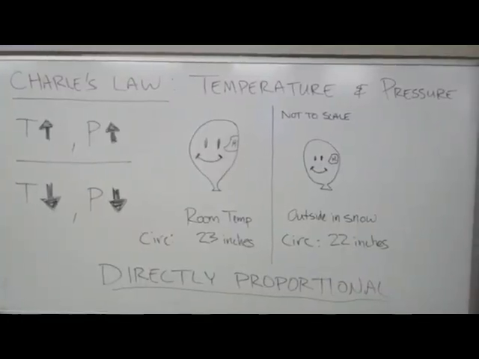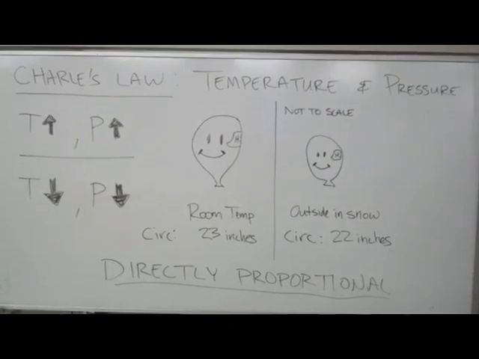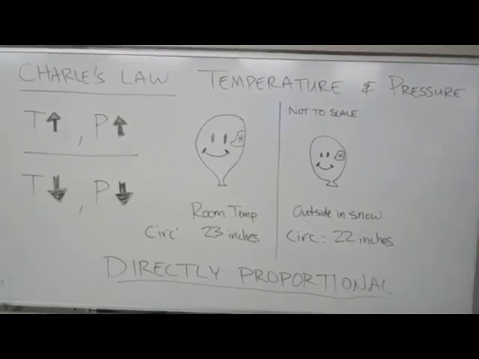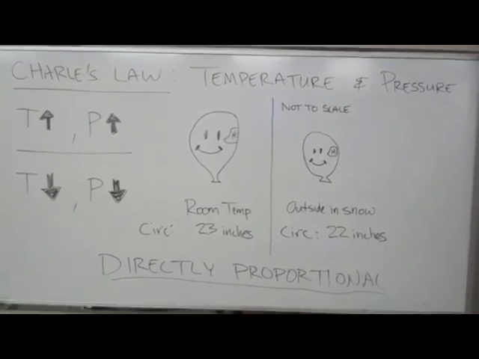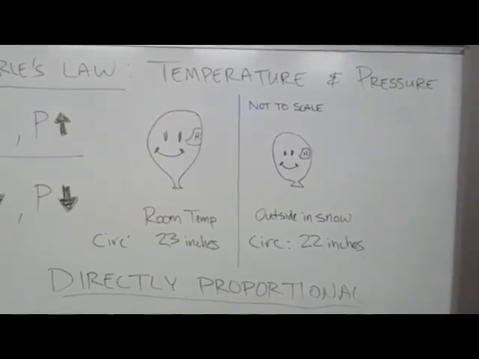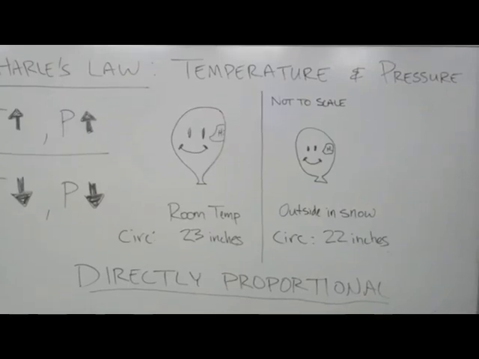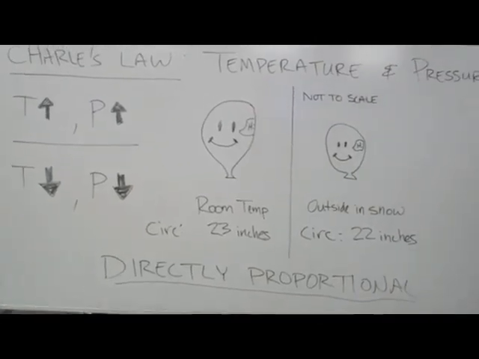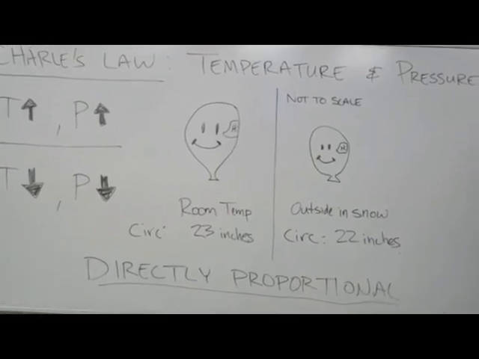So you just looked at Charles' law, which deals with temperature and pressure. As the temperature goes up, the pressure goes up. And vice versa. Temperature goes down, pressure goes down. Notice the drawing of the balloon at room temperature, it was at 23 inches. After it was placed outside, the circumference was 22 inches. Charles' law, temperature and pressure, they are directly proportional. Meaning if temperature is increased by twice as much, your pressure is going to go up twice as much as well.